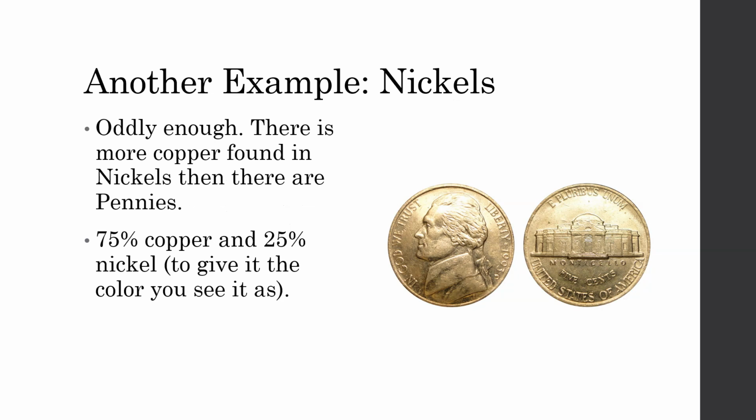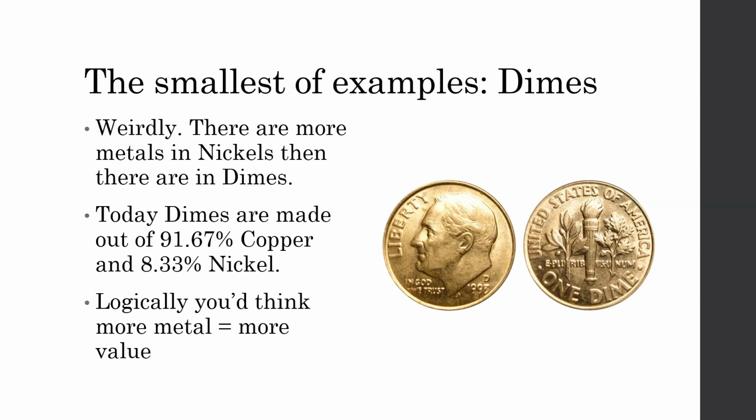Anywho, you got like nickels, which are worth 5 cents. Oddly enough, there's more copper found in a nickel today than there is in a penny. There's 75% copper and 25% nickel, which gives it the color you see, and then underneath the surface is copper. Then you have dimes, which is weirdly, there's more metals in a nickel than there is in a dime, but yet a dime is worth double a nickel. Dimes are 91.67% copper and 8.33% nickel. Logically, you'd think the coin that has more metal would be the one that's worth more, but I digress.